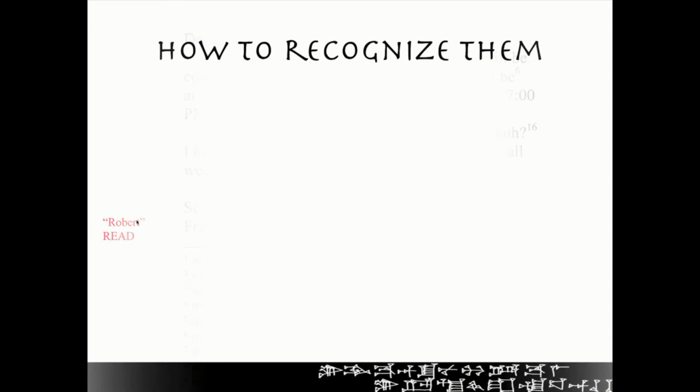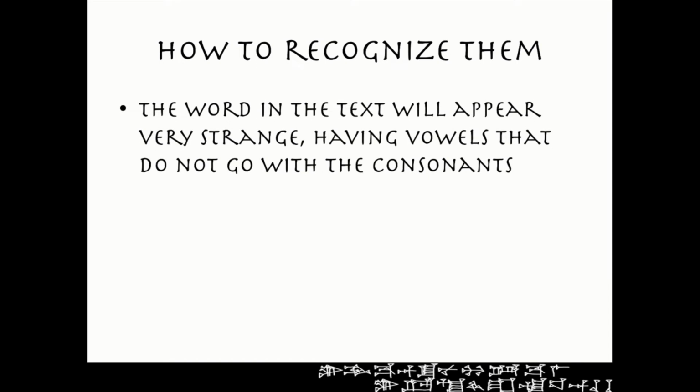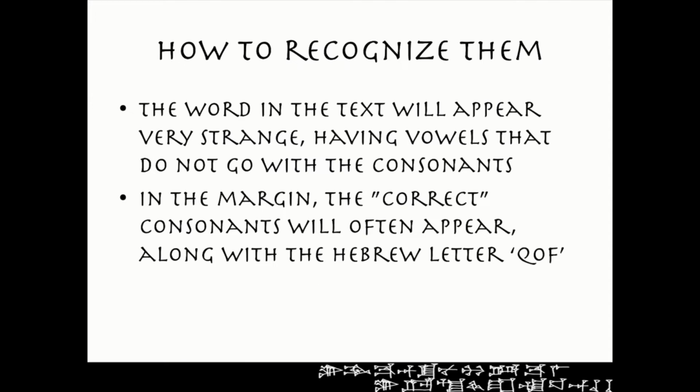So how does this play out in the Hebrew Bible? The word in the text will appear very strange, like our word Phronic, having vowels that do not seem to go with the consonants. That tells you to go out to the margin, where the correct consonants, at least what the scribe considers to be the correct consonants, will often appear.